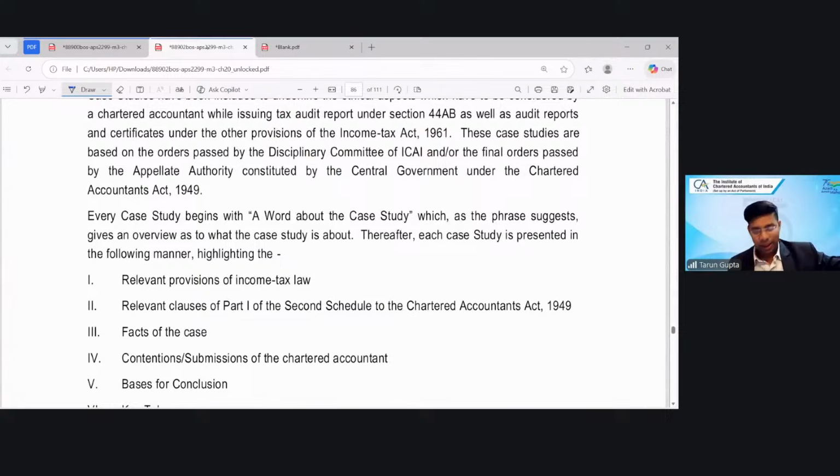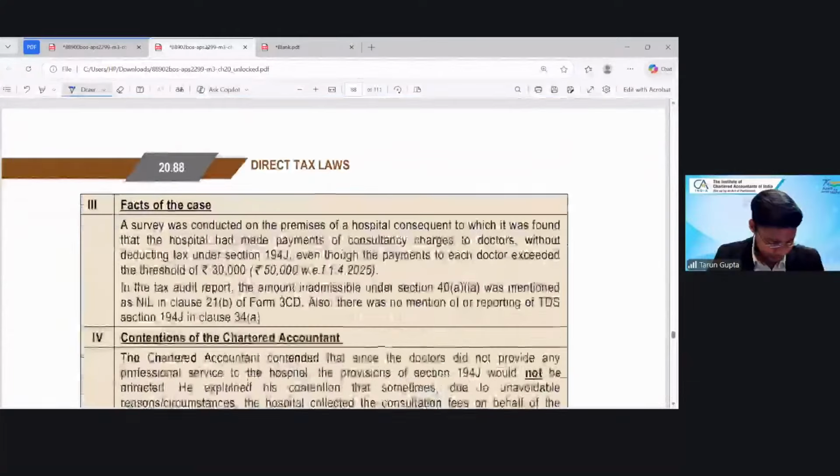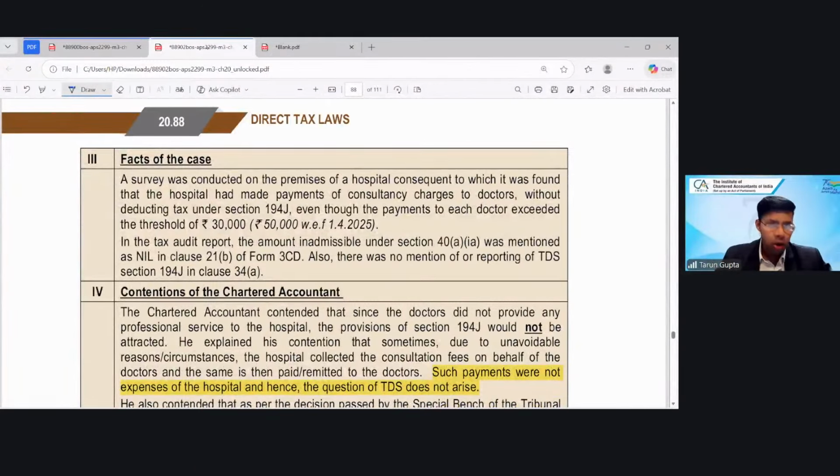Now, in the exam, generally case studies are asked from this chapter. The case study is for 4 to 5 marks, and maybe 6 marks also. So let's see what type of case studies there are. It's very simple. See, the facts of the case are given, and now you apply your mind and answer whether the CA, the chartered accountant, is guilty or not of professional misconduct.